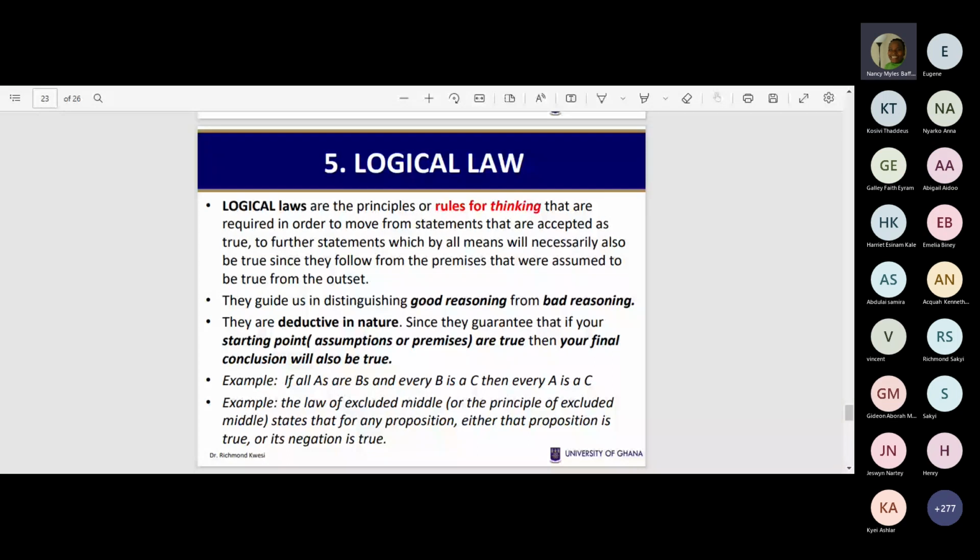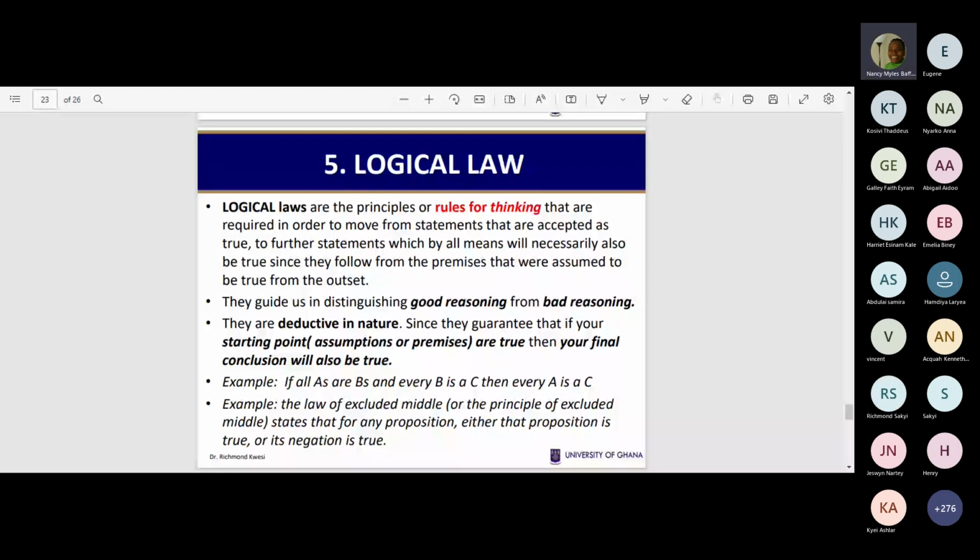Okay. I was just talking about the logical laws. Let me wrap up, then I'll take every question. I said logical laws are also normative. Normative means it also expects that this is how you should think, this is how you must reason. So it is not optional for you.